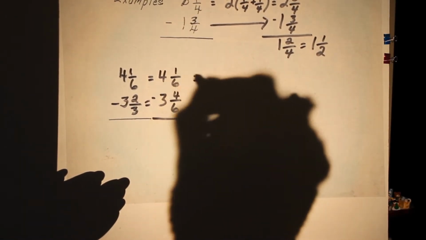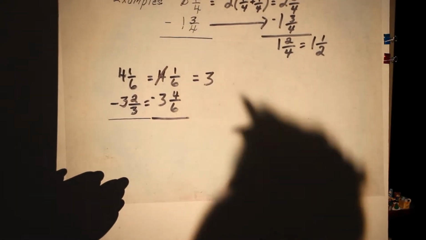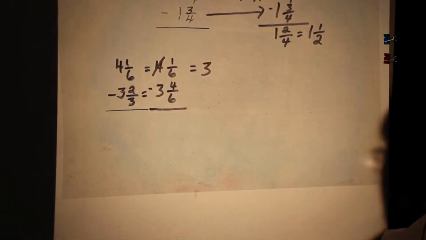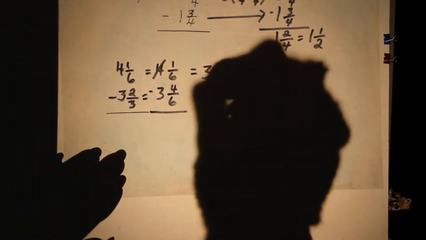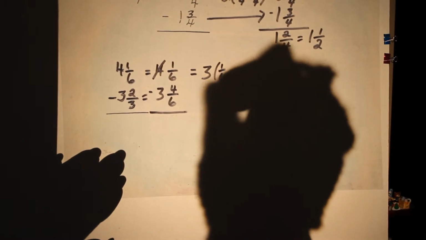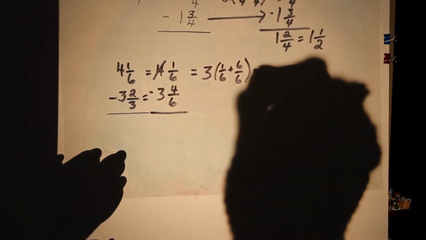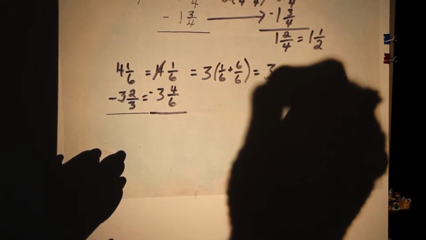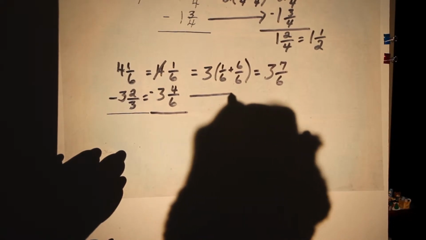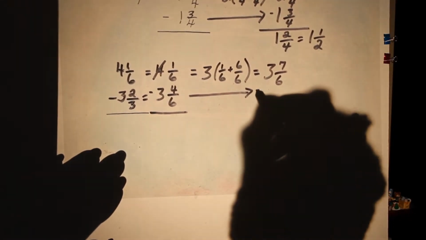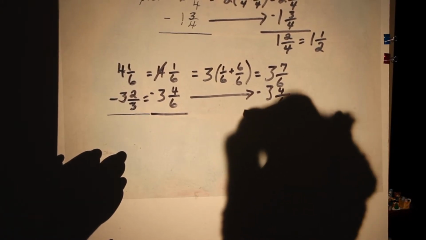Again, we're going to change the question. So 4, that's going to become a 3. The fraction form of 1 that I'm going to borrow for this question is going to be 6 over 6. So it's going to look like this. 1/6 plus 6 over 6. And again, I'm going to end up with 3 and 7 over 6. This just gets written. Subtract 3 and 4 over 6.